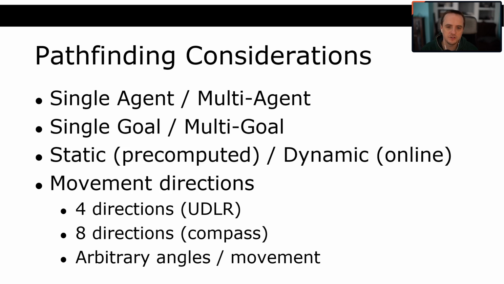So there are different types of considerations that you have to make when you're talking about pathfinding for your game. It's not just one solution for everything. You could have a single agent or multi-agent game, right, where maybe you're just guiding one agent around a level, or maybe you're guiding a bunch of NPCs around a level, and now you have to consider things like NPCs bumping into each other or not.